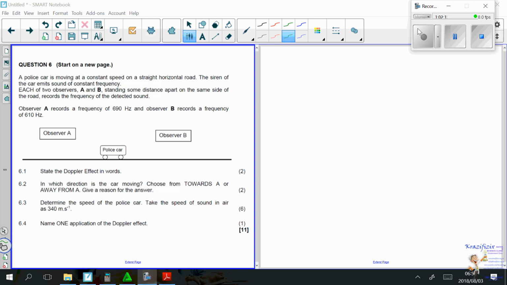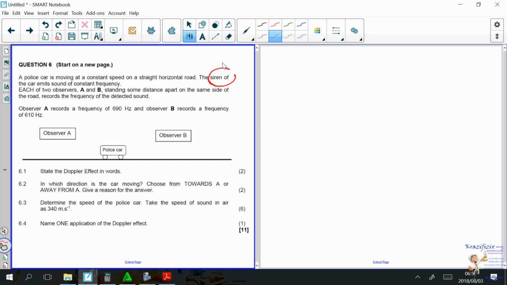A police car is moving at a constant speed on a straight horizontal road. The siren of the car emits sound of constant frequency. When you see the word emits, we're talking about the source. Each of two observers, A and B, standing some distance apart on the same side of a road, record the frequency detected. Now, detected talks about the listener.